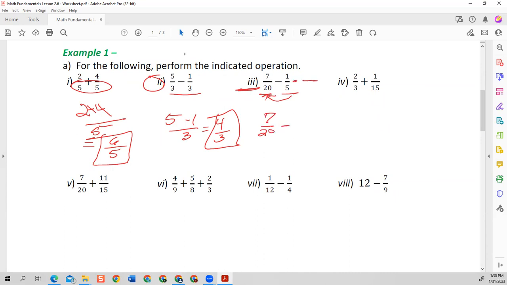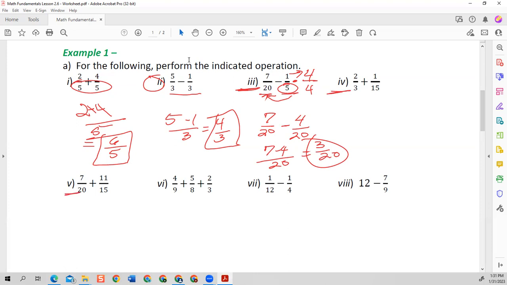I'm going to ask myself, 5 times what will give me 20? Well, I know 5 times 4. Whatever I do to the denominator, I have to do the same thing to the numerator. So now I have 1 times 4 over 5 times 4, and now I can rewrite it as 7 minus 4 over 20, which is 3/20. That's a proper fraction, will not reduce, so I'm going to leave it alone. I'm going to let you do this one and this one.